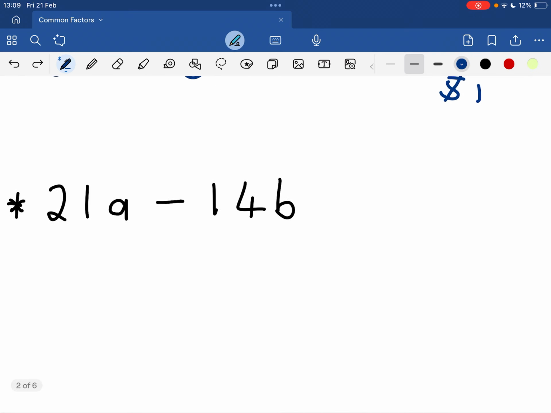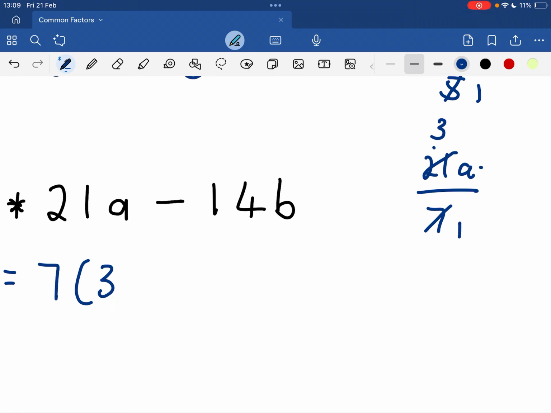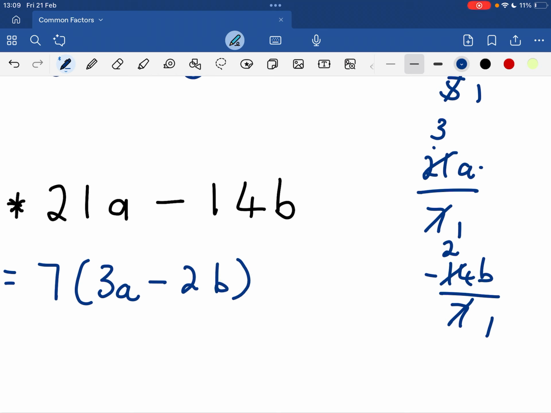Here's another example. 21a minus 14b. 7 goes both into 21 and into 14, so we can take 7 as the common factor. Now, if you take 21a and divide that by 7, 7 goes into 7 once, and 7 goes into 21 3 times, and so we're left there with 3a. Then the second term, minus 14b, if we divide that by 7, 7 goes into 7 once, and 7 goes into 14 twice. We're left with minus 2b.